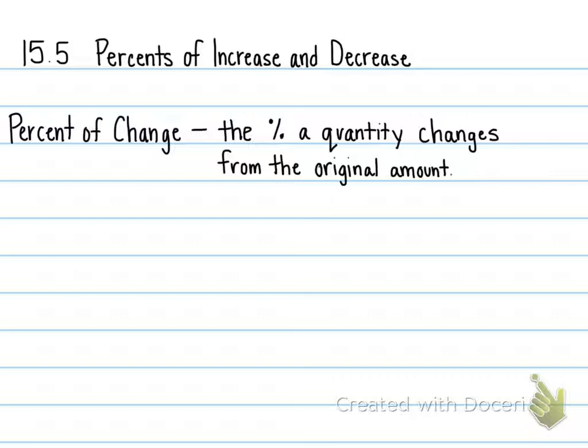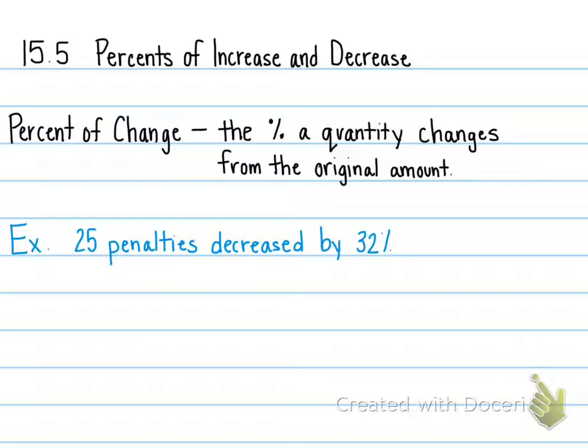So let's take a look at one. Let's say you have 25 penalties decreased by 32%. So we're going to use a proportion like we've been using. I see that I have a percent, so I know the percent's going to go over 100. The 25 is the whole amount of the penalties we started with, or the original amount. That word's going to come up later. We're trying to find out the new amount when it's decreased by 32%. So the 25 will go in the whole, and we are finding the part.